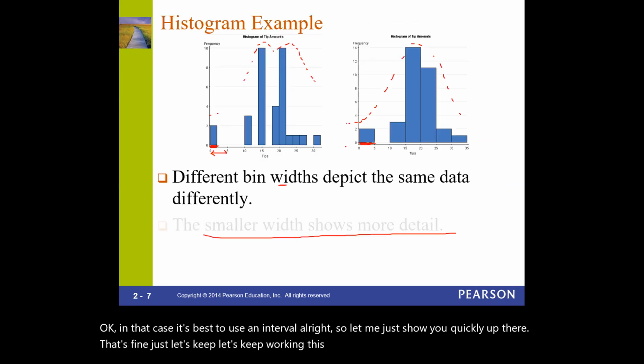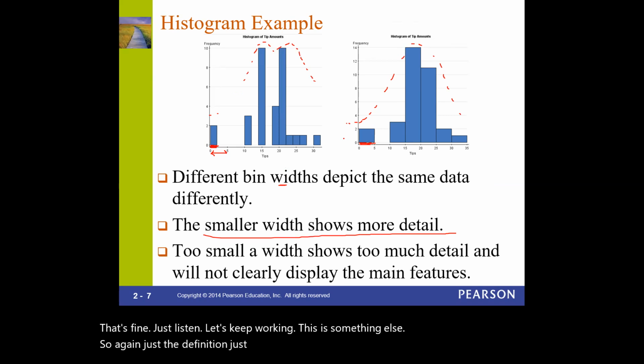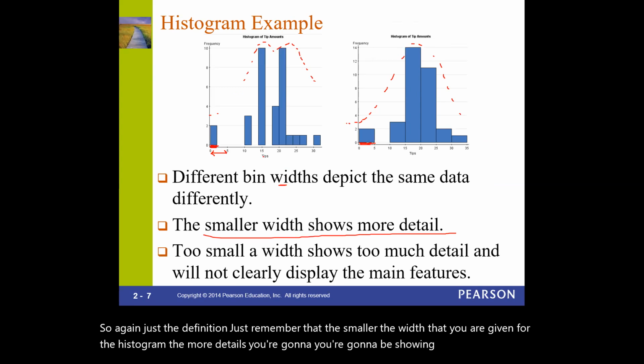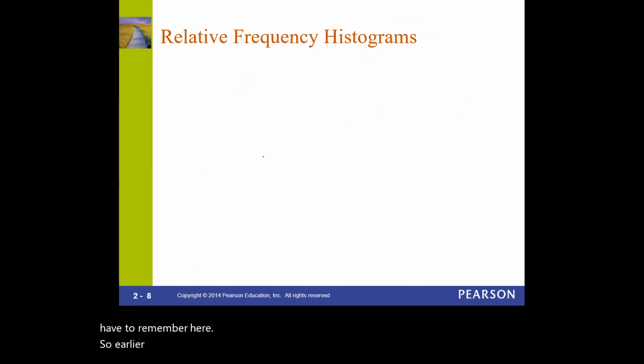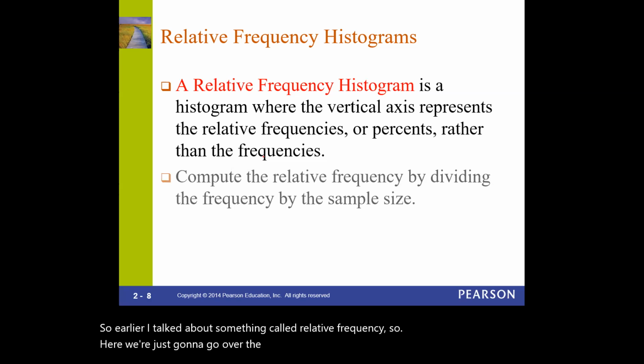This is something else. So again, just the definition. Just remember that the smaller the width that you're given for the histogram, the more details you're going to be showing. Okay, that's what you have to remember here. So earlier I talked about something called relative frequency. So here we're just going to go over the definition. We just talked about it earlier.